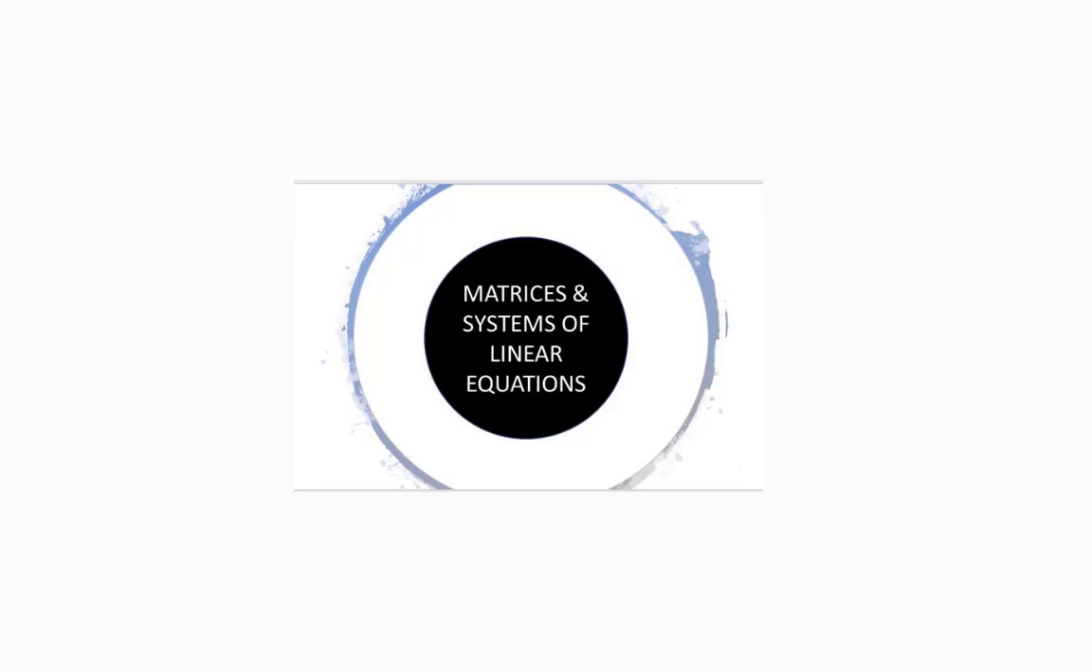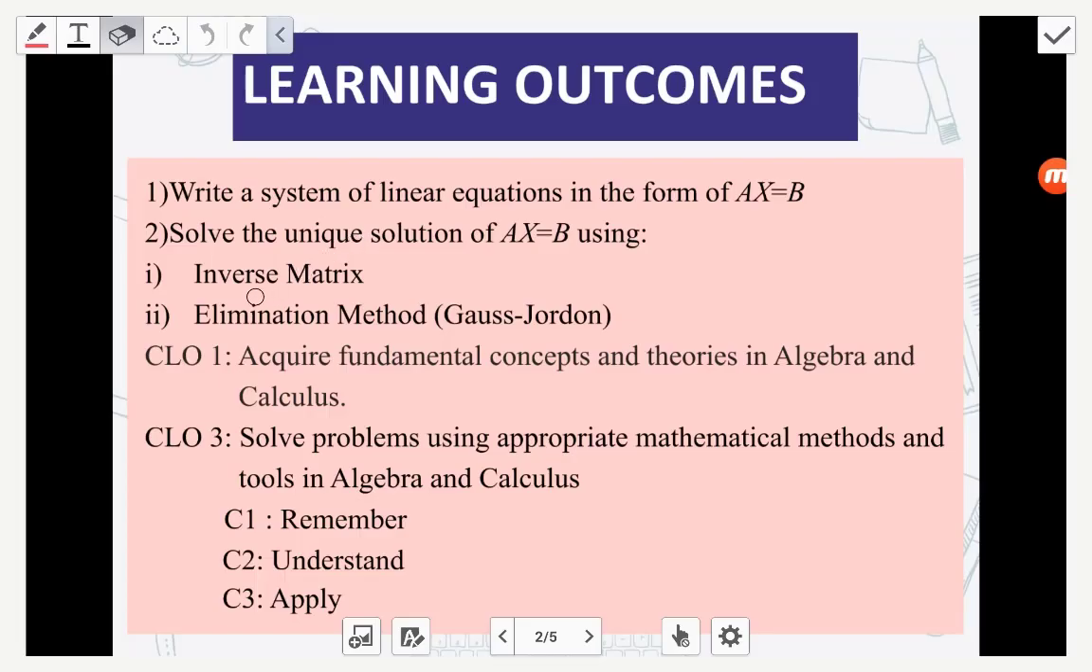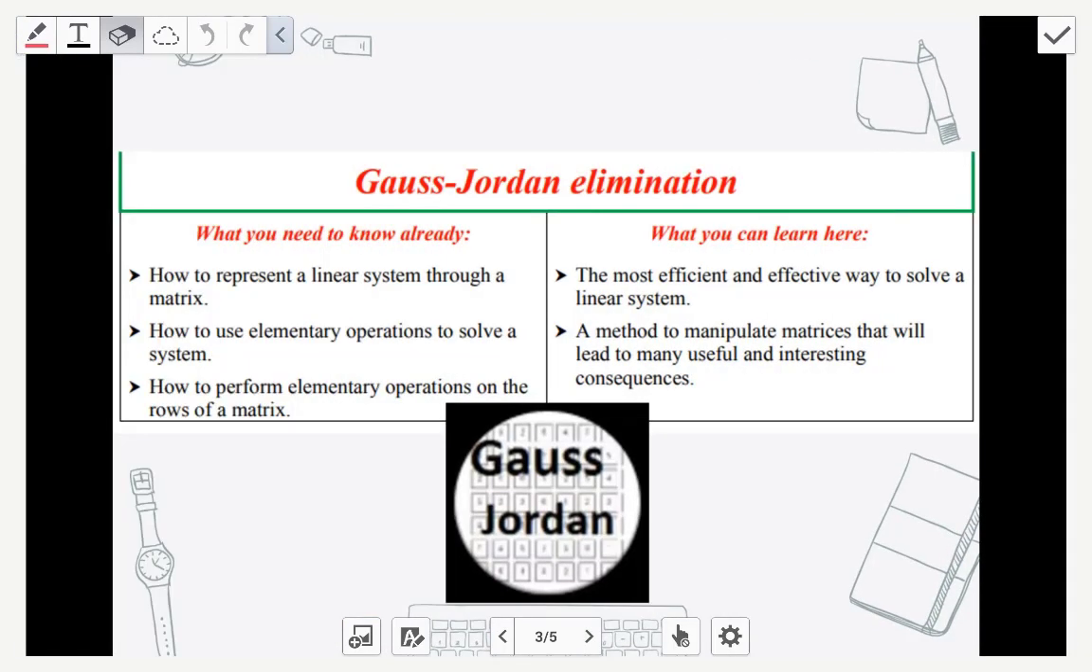Our learning outcome today is to solve the unique solution of Ax equals b using the elimination method or Gauss Jordan. We have covered the first learning outcome, solving the unique solution using the inverse matrix, in the previous video. So this video will be on the Gauss Jordan elimination method.